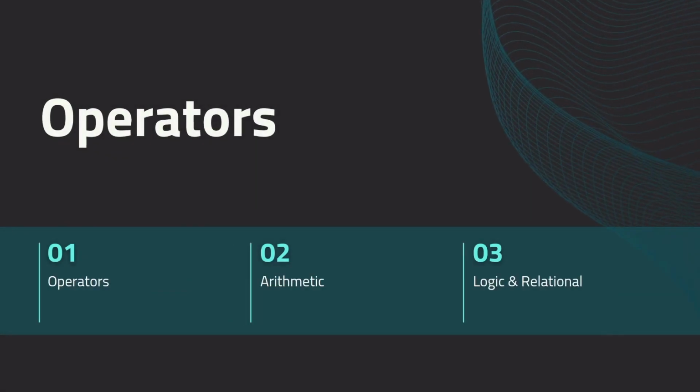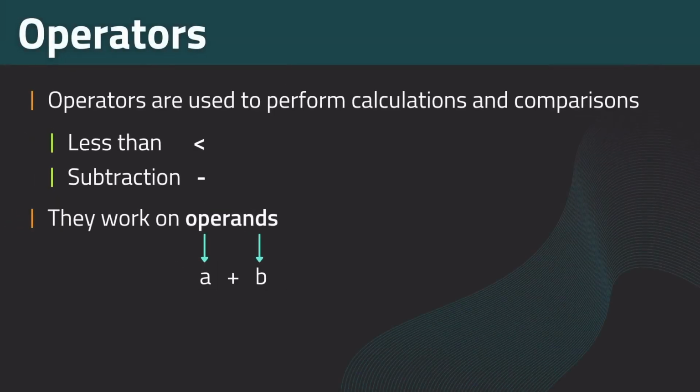In this video, I'll be talking about operators. I'll be discussing what operators are, going over arithmetic operators, and logical and relational operators. Operators are used to perform calculations and comparisons. Here's some examples. We have a less than operator, and we have a subtraction operator. Operators work on operands. Here we have an example. We have the plus operator, and it's operating on the operands A and B.